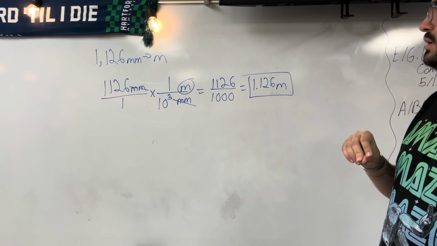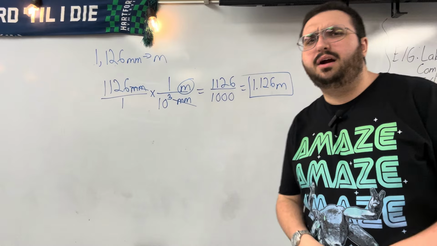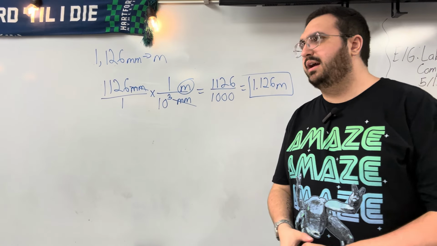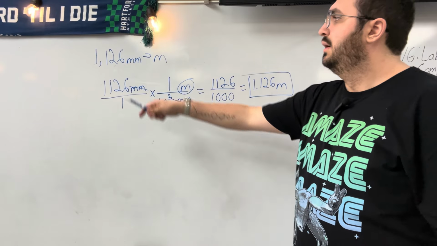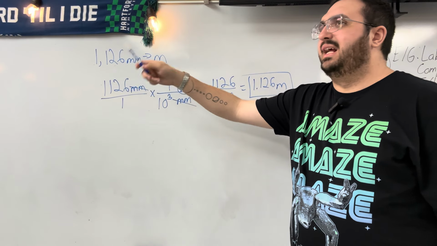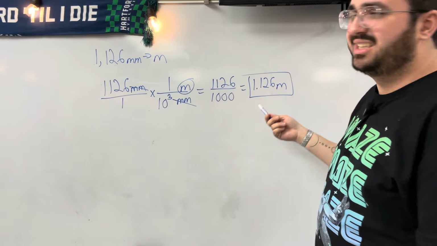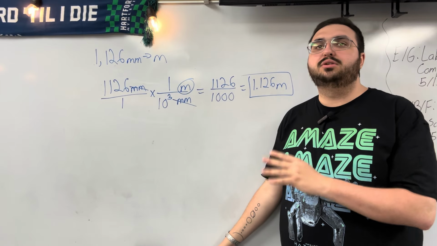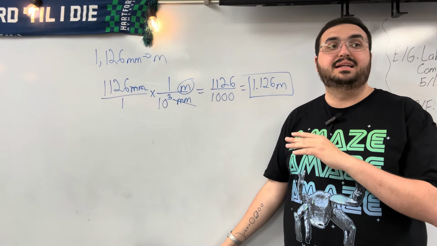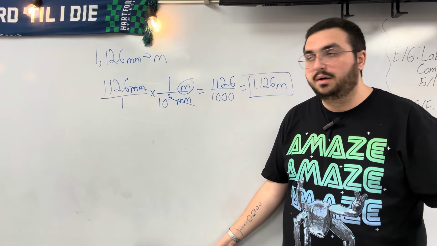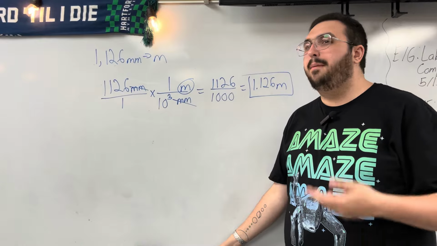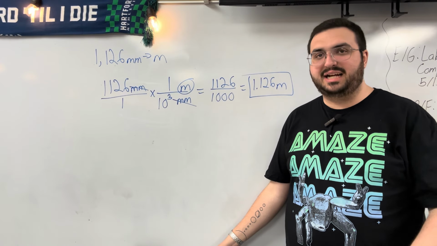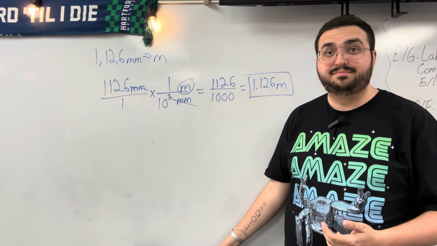Now, you may be thinking to yourself, well, Mr. Bell, I already knew there were 1,000 millimeters in a meter. So why couldn't I have just done 1,126 divided by 1,000 in my head and gotten 1.126 anyway? And you're right, that would have worked. But this unit conversion process will work for even things that don't have easy to remember conversions. But more importantly, it's a basic check to make sure you're doing something right.